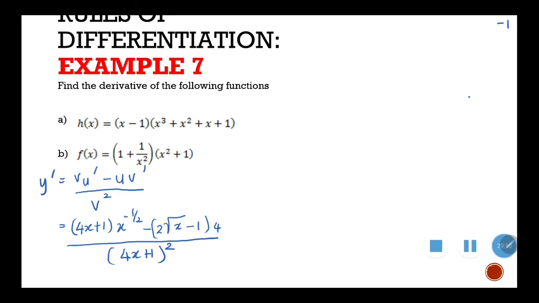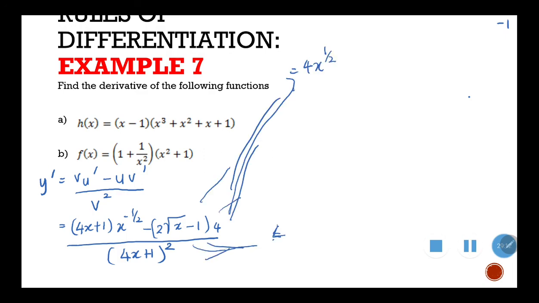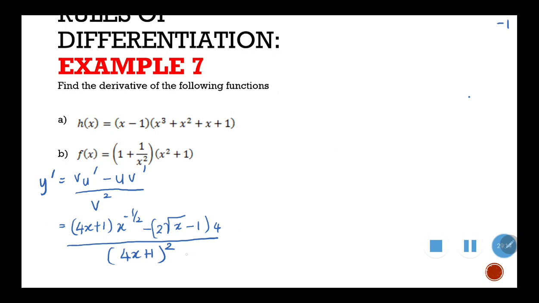Okay, actually you get the answer here. This is the answer.